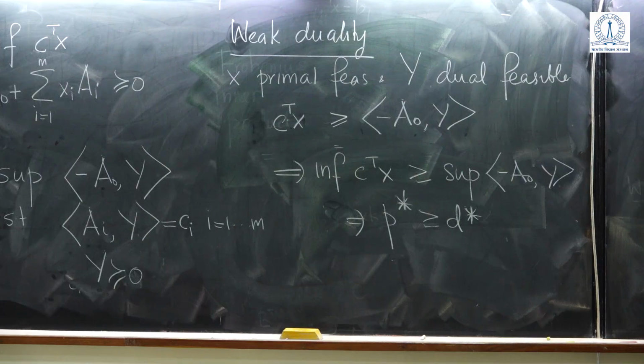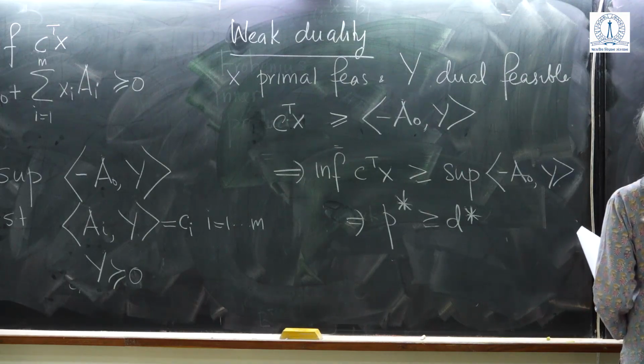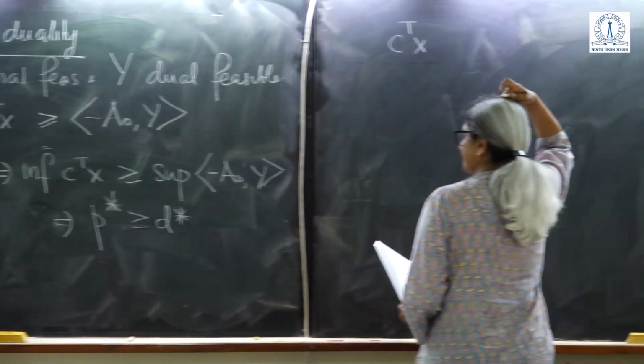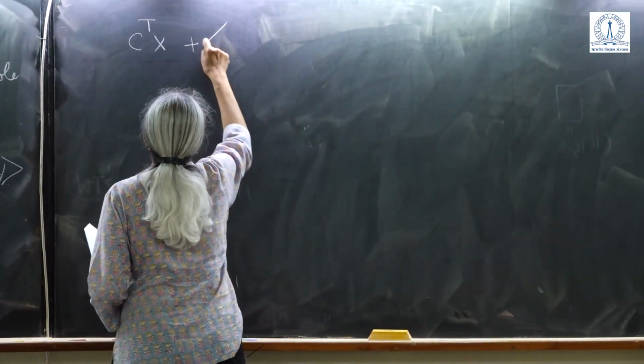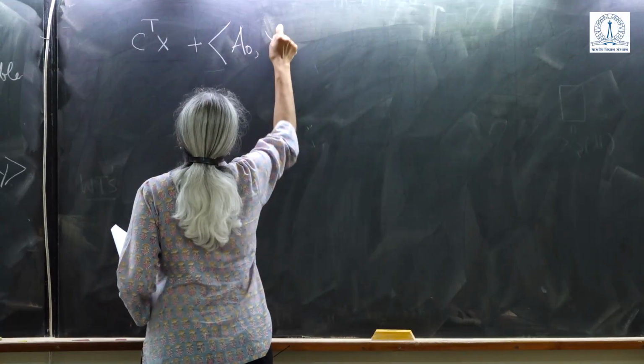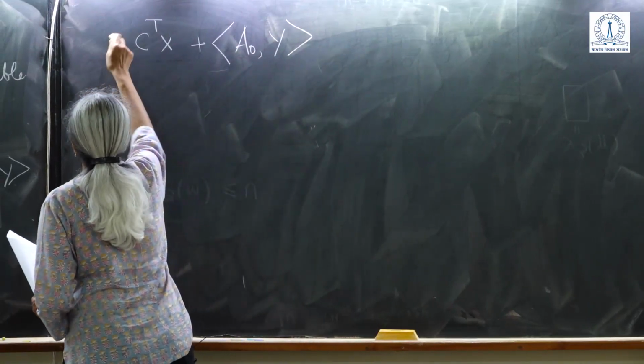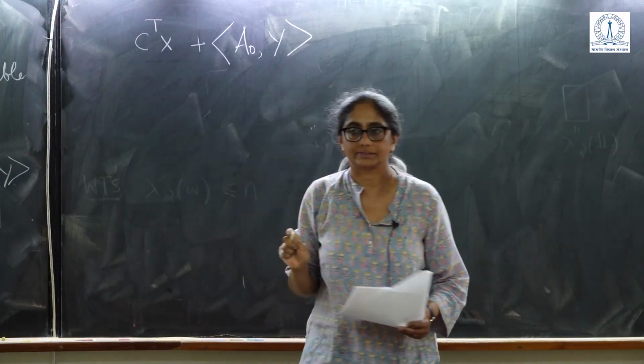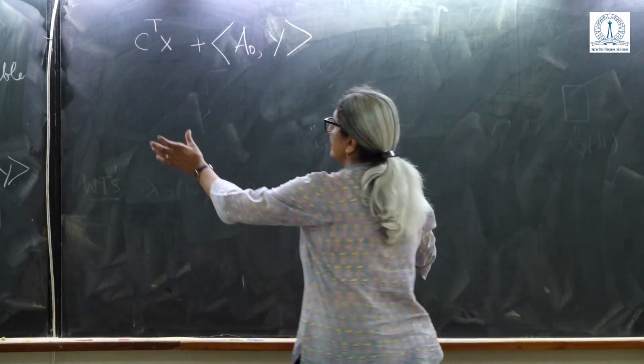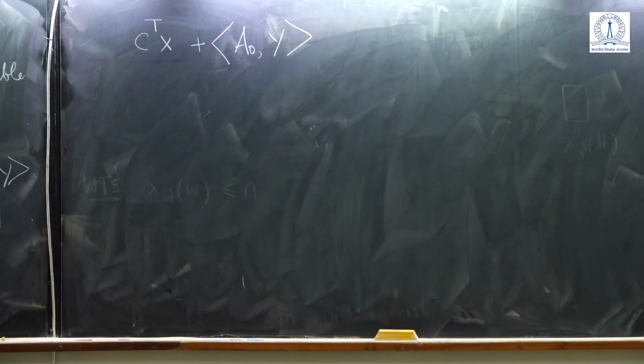Right, so let's look at C transpose x plus exactly A0 y. I need to argue that this is greater or equal to 0. So this side minus this side is greater or equal to 0. That's what we've got to show. So I brought this to the other side, and now I have C transpose x plus A0 dot y.